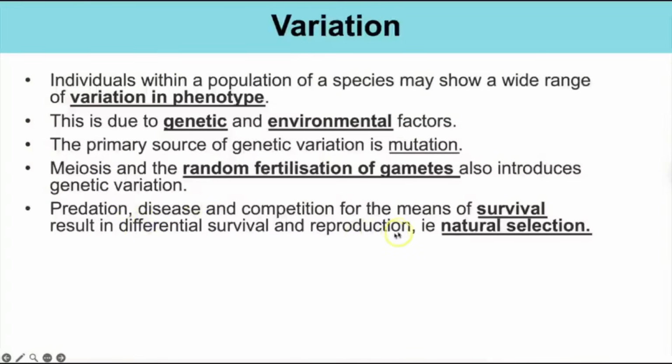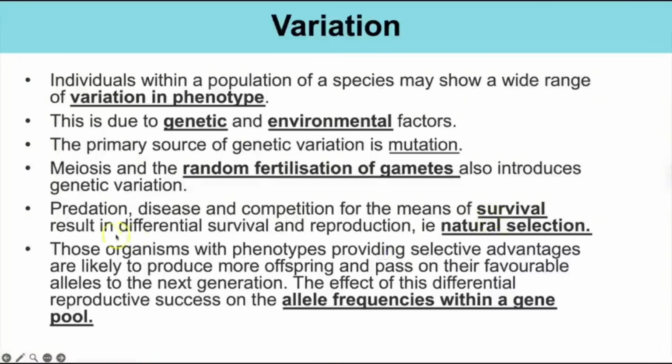Predation, disease, competition for the means of survival. Basically, this means there's going to be competition within populations. There's going to be disease, which means some individuals are more likely to survive, and there might be predators, and therefore if you're more likely to evade a predator, you're more likely to survive. And this then leads to natural selection. And the organisms with the phenotypes providing a selective advantage, meaning they're more likely to survive, they are also then more likely to reproduce, pass on those beneficial alleles to the next generation, and that's how we get this differential reproductive success, or in other words, the allele frequency for that gene might change in the gene pool.